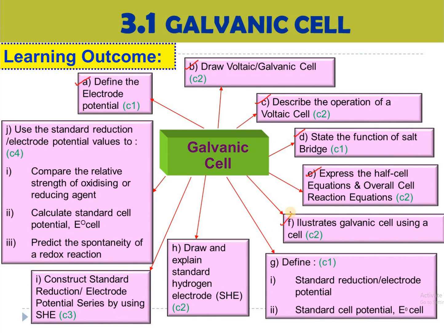F. Student can illustrate galvanic cell using a cell notation. G. Student can define standard reduction electrode potential and standard cell potential in a cell. H. Student can draw and explain the standard hydrogen electrode. I and J students will learn in tutorial class.